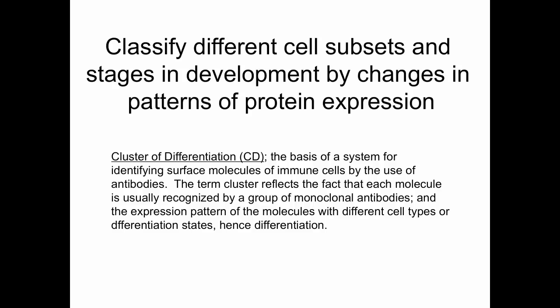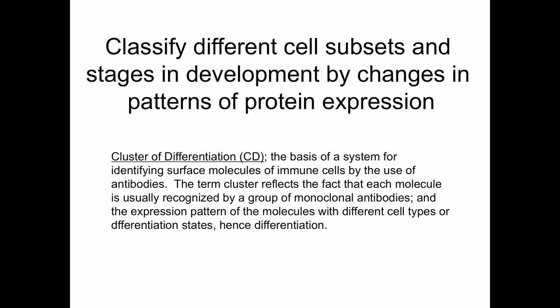So as I mentioned, one way that you can tell different subsets of lymphocytes apart is by assaying their patterns of protein expression on the cell surface, or sometimes in the cytoplasm, or sometimes in the nucleus. And a lot of these proteins are classified in what's called a cluster of differentiation system, or a CD system. CD stands for cluster of differentiation. And what that means is it's really a basis of a system for classifying surface molecules of immune cells using antibodies that recognize these proteins.